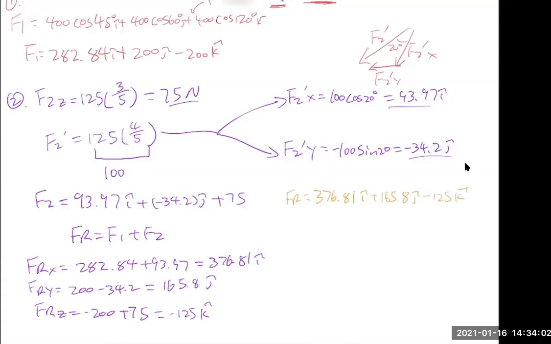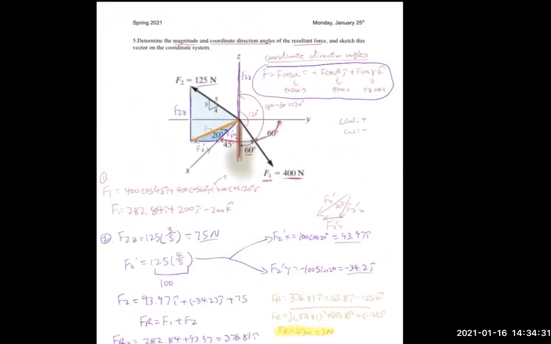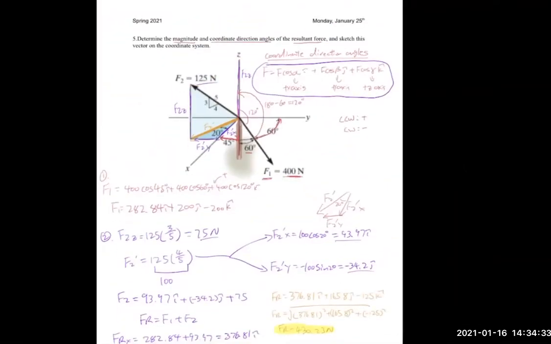And then to find the magnitude, simply square them and take the square root of that. So 376.81 squared plus 165.8 squared plus negative 125 squared, and the result you're going to get is 430.23 newtons. Okay, so this is the answer to the magnitude of the resulting force.